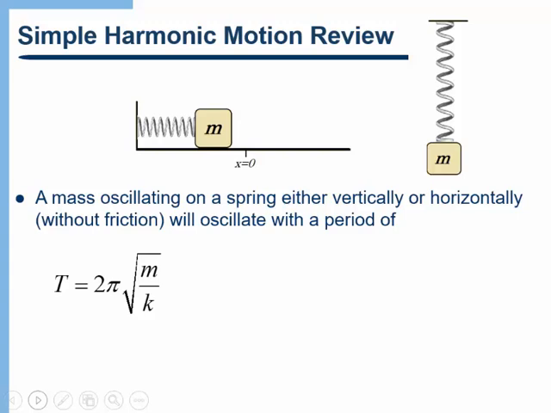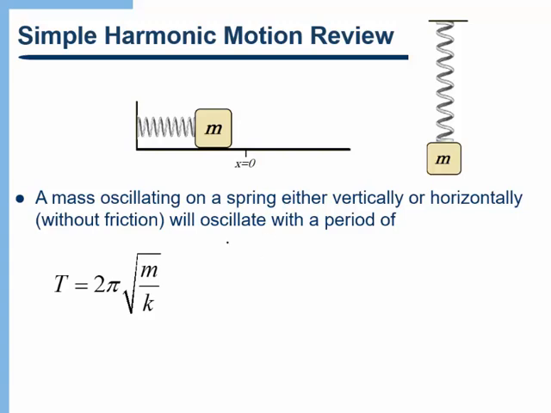Importantly, what we found is that for a mass oscillating on a spring, whether it's oscillating vertically or horizontally without friction, the period of the oscillation will be the same, and it will be given by the equation T equals 2π times the square root of m over k. Let's talk about that result.